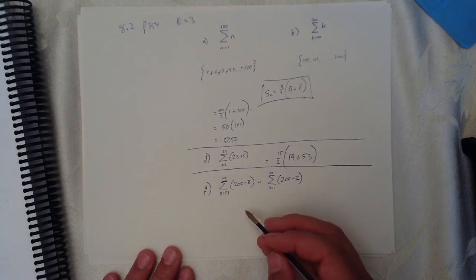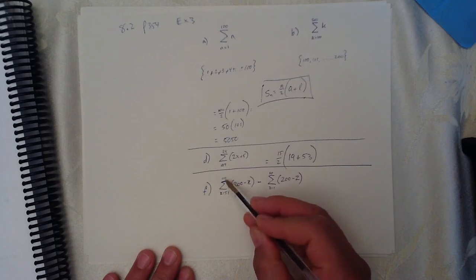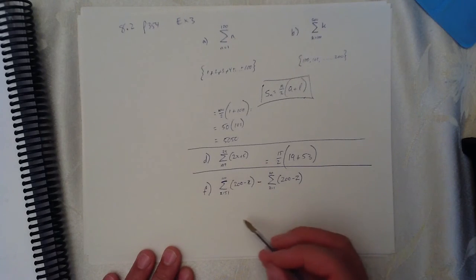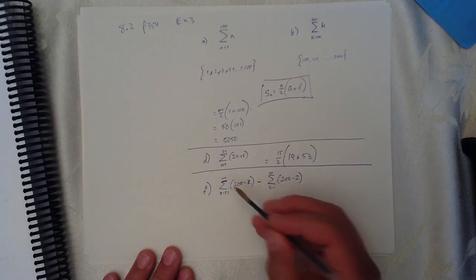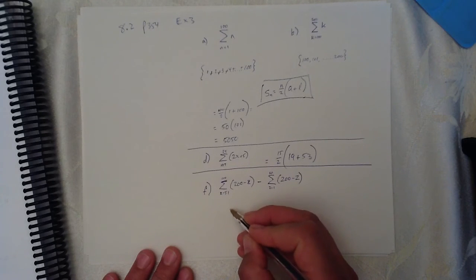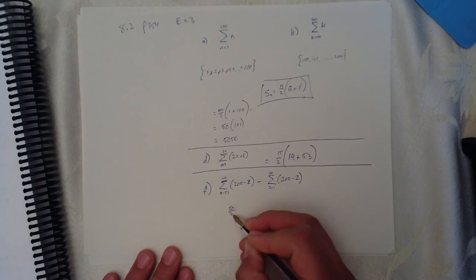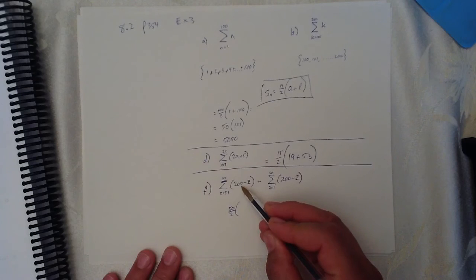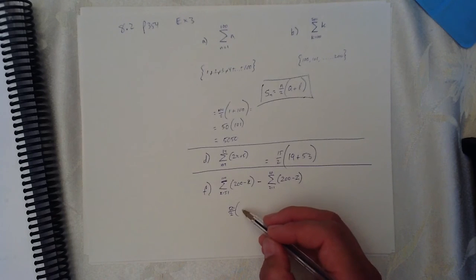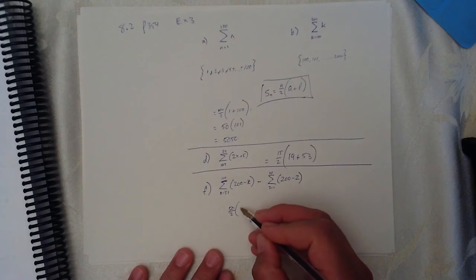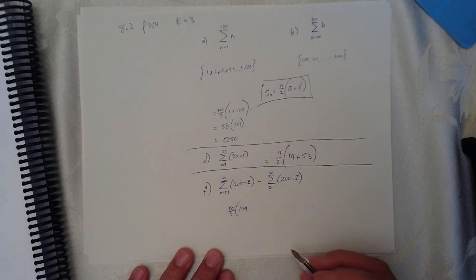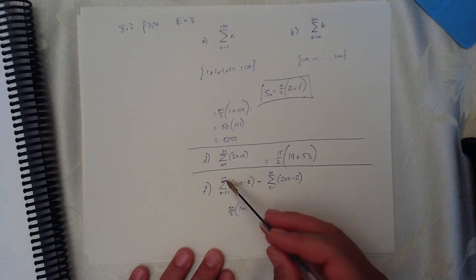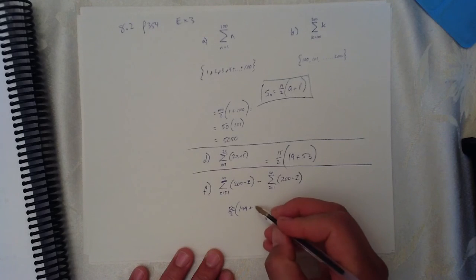So this stuff over here, there are 50 terms here. From 51 up to 100 is 50 terms. So that's 50 over 2 times (a, which would put 51 here. So 200 minus 51 is 149, plus L, which puts 100 into this formula, which is 100.